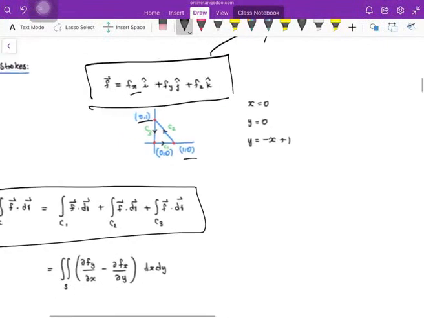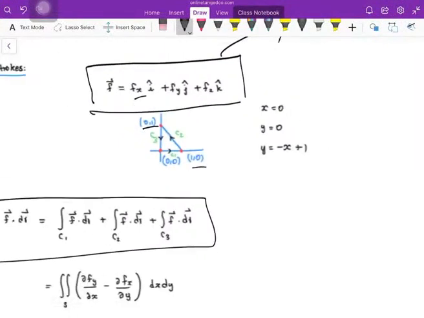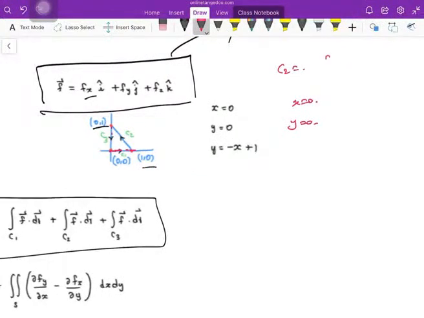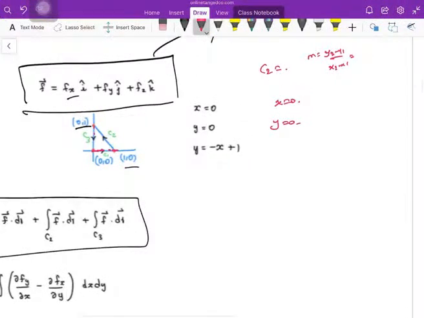For this closed triangle, what are the line integral equations I can get? The first line is nothing but y equals 0. This line C3 is nothing but x equals 0, the line where x is 0. So what about this line C2? First, find the slope. The slope is m equals y2 minus y1 divided by x2 minus x1, right? Y2 is 1 and y1 is 0, x2 is 0 and x1 is 1. So the answer is minus 1. The slope is minus 1.